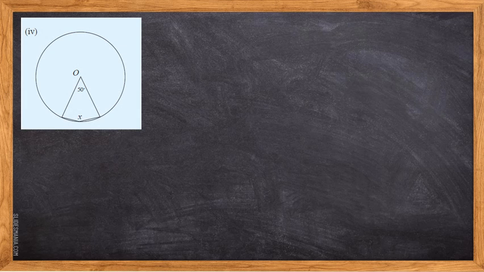Question number 4. Here it's a little bit tricky. Right. Whenever you are considering angles subtended by an arc, both angles should be on the same side. They should be facing the same side.